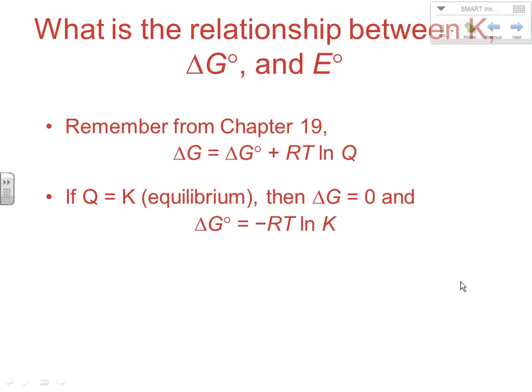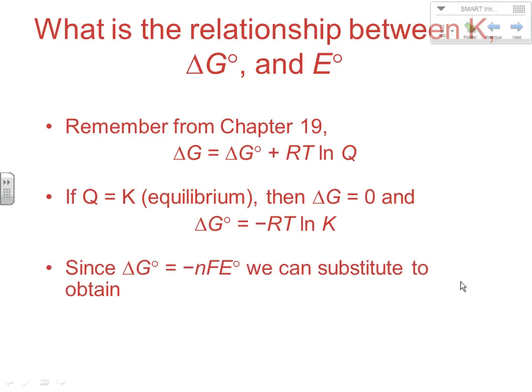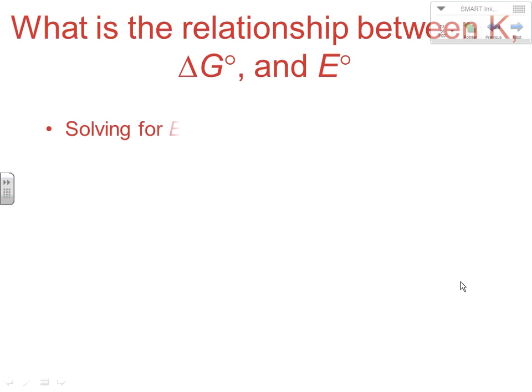So basically putting this equation from chapter 19 together with some other ideas, we can end up with this relationship. And since delta G naught is also equal to negative nFE naught, we can substitute that in and we end up with this relationship. If we manipulate that a little bit and solve for E naught, then E naught has to equal RT over nF ln of K. And remember, F stands for our Faraday's constant, R is our ideal gas law constant, T would be our Kelvin temperature, and K is our equilibrium constant. So we can use this equation to look at the relationship between E naught and K.